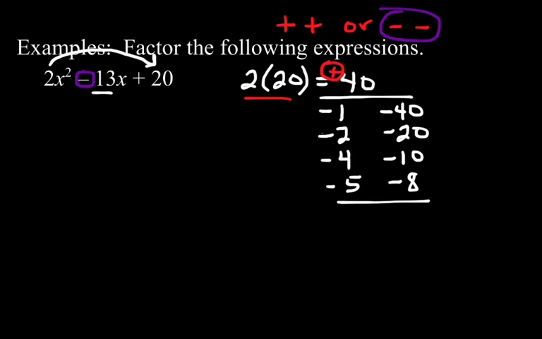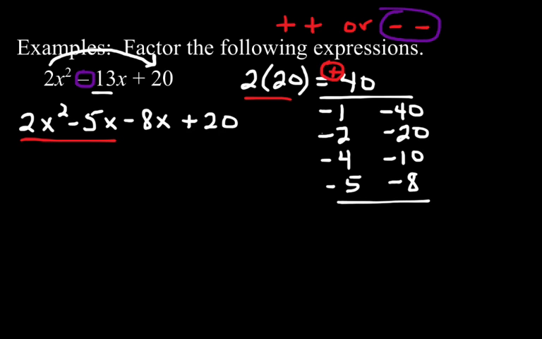Once again, it's going to be rewritten 2x squared minus 5x minus 8x plus 20. We've got our first half, we've got our second half. The whole goal there is we're breaking that middle term into two terms so that we can use factoring by grouping.